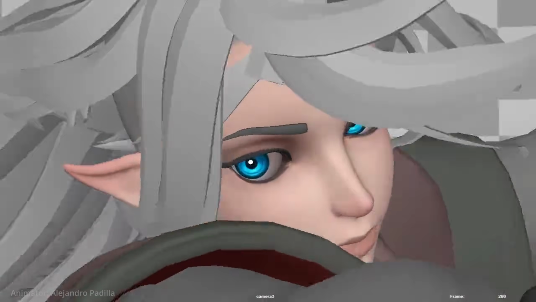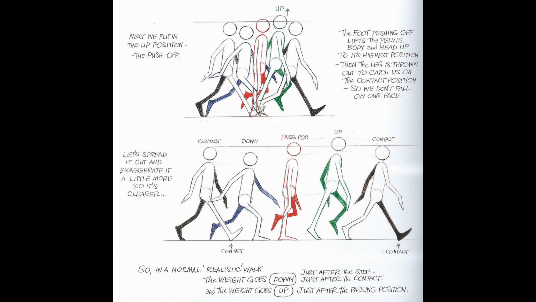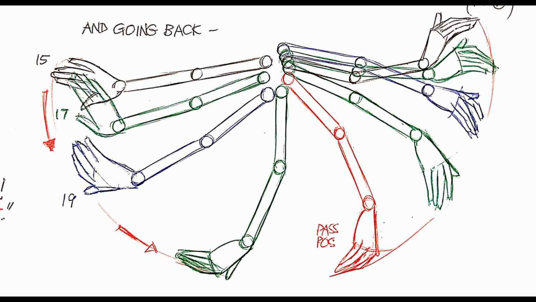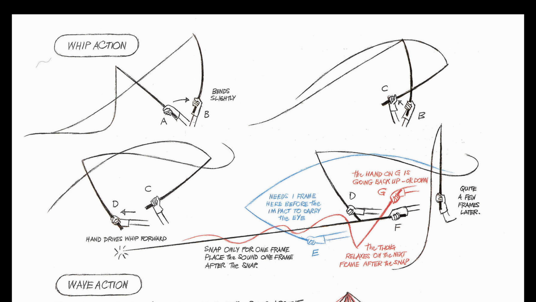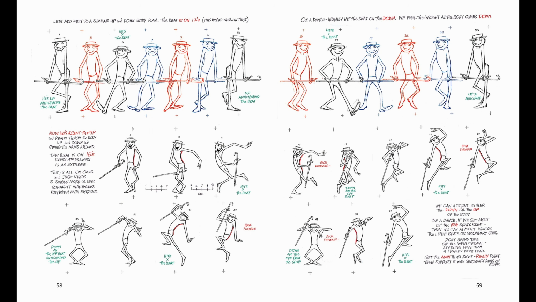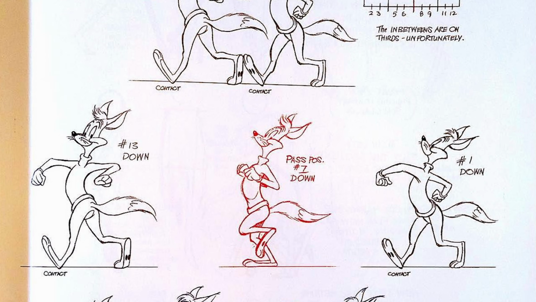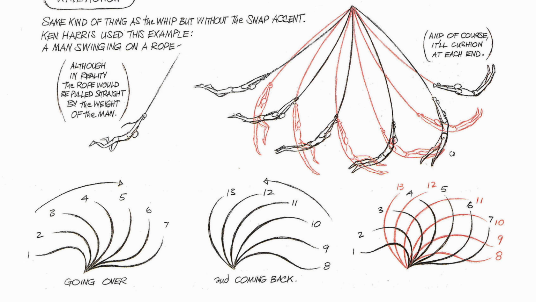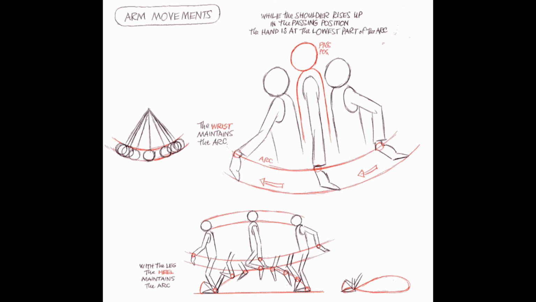The 12 principles are squash and stretch, anticipation, staging, straight ahead action and pose to pose, follow through and overlapping action, slow in and slow out, arcs, secondary action, timing, exaggeration, solid drawing, and appeal. While it might be easy to look at these drawings and think, wow, we're so far ahead of this now, nothing could be further from the truth.